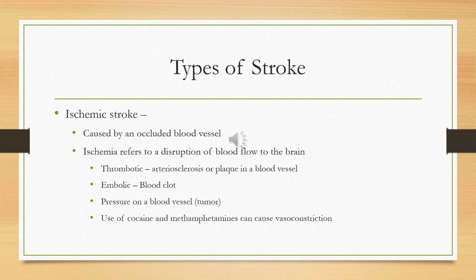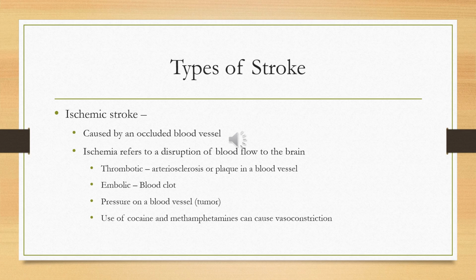Okay, the first type of stroke we're going to talk about is an ischemic stroke. An ischemic stroke is caused by some type of occlusion in the blood vessel. Maybe atherosclerosis, which is plaque buildup. With all the fatty foods and high cholesterol, that's causing a buildup of plaque in the blood vessel. If that plaque builds up over time and eventually starts to occlude that blood vessel, then it can cause various issues such as a stroke.